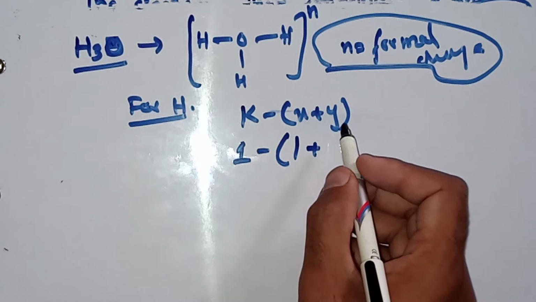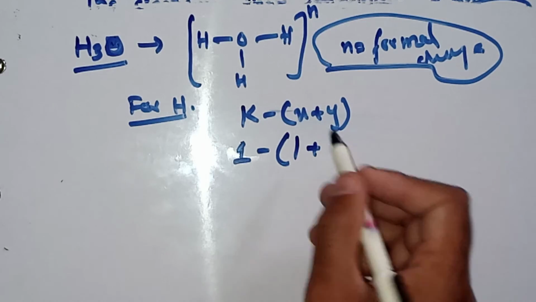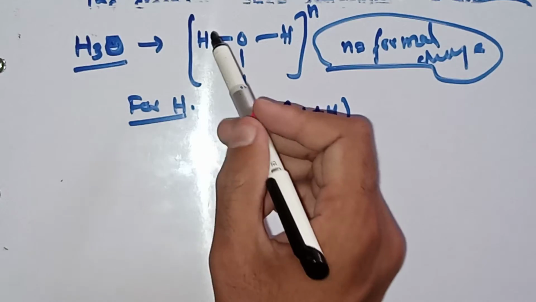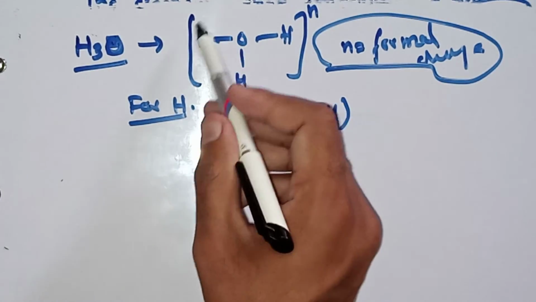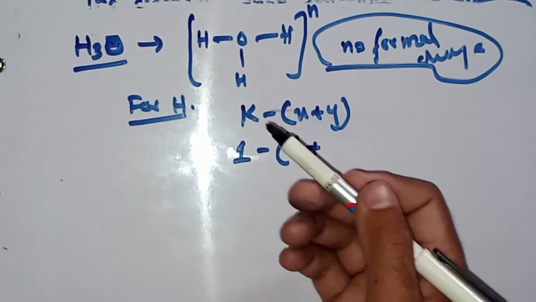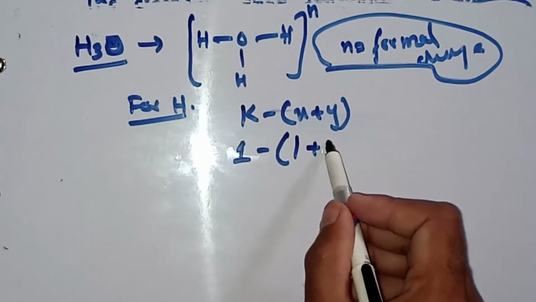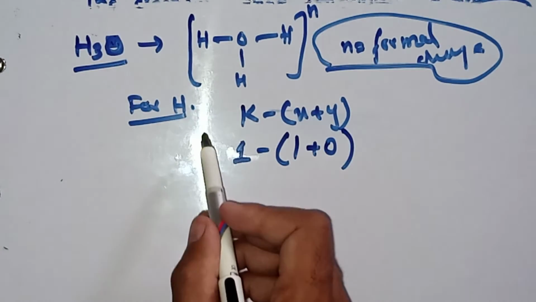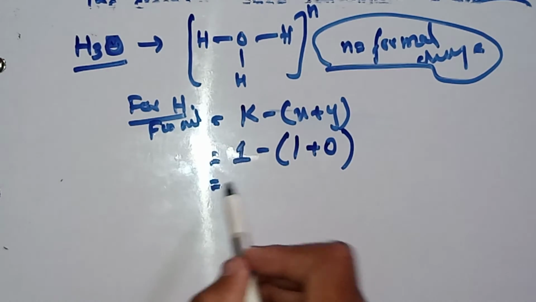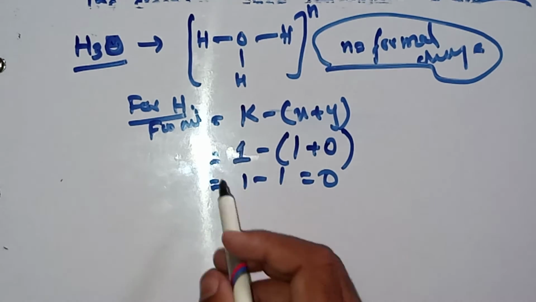What does y mean? y means the number of non-bonding electrons. How many? Only one electron is present in hydrogen, but this electron takes part in bond formation, so no electron remains free. Here no electron is free, so y will be 0. It means the formal charge for hydrogen will be 1 minus 1, which is equal to 0.